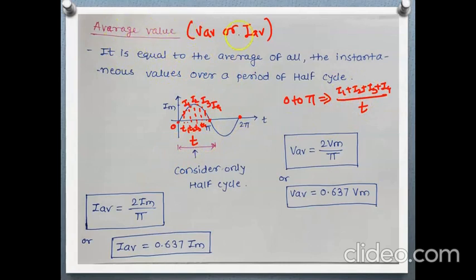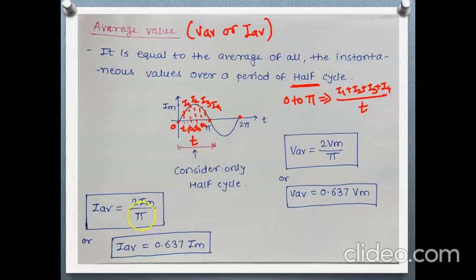Remember that the average value of an AC quantity is always calculated over a period of half cycle, because this is the positive half cycle, this is the negative half cycle, and when we take the average of the full cycle, the average will be 0. So always remember this, the average of an AC quantity is taken over a period of half cycle.